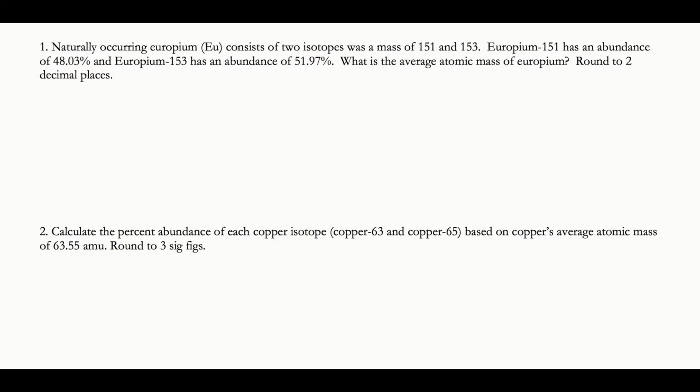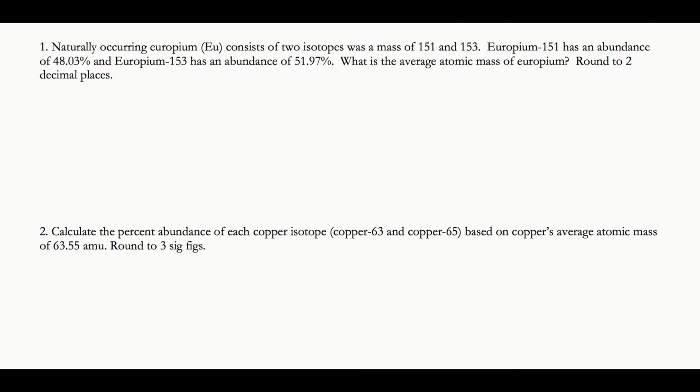All right, so traditional averages would have you simply add 151 and 153 and then divide by 2. But the reason why we have to do a weighted average is because the typical average that you do of adding them together and dividing by 2 assumes that they contribute equally, 50-50. But they clearly don't, right? One contributes 48.03% of all naturally occurring isotopes, while the other one contributes 51.97%. So what we actually need to do is a weighted average.